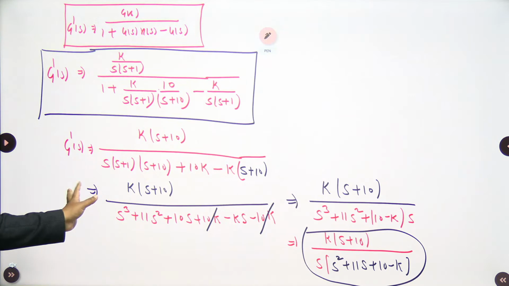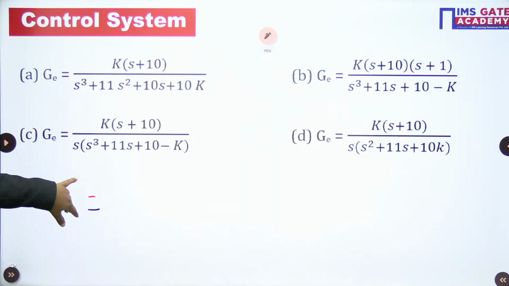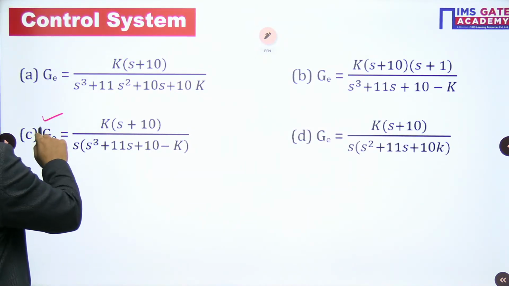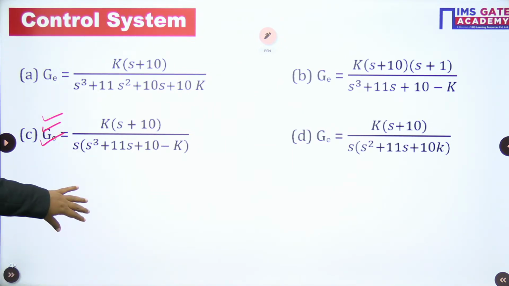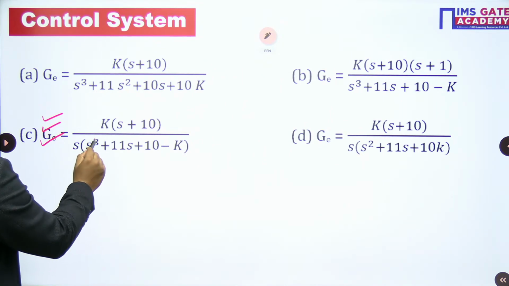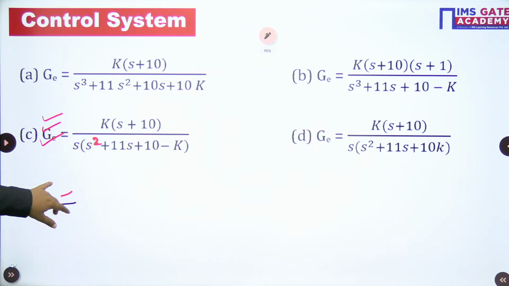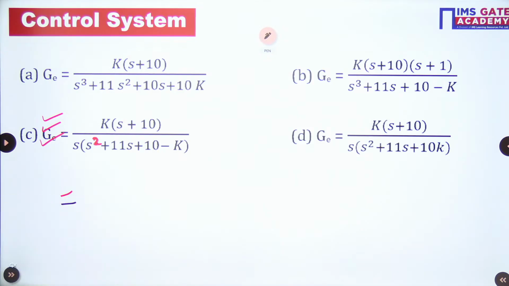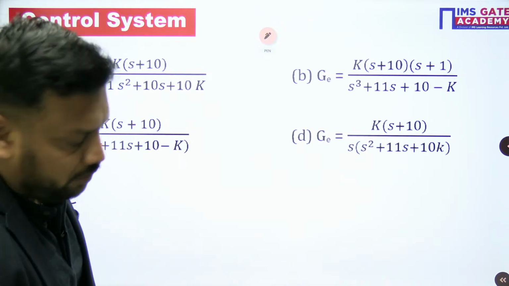So the final answer is given in which option? K into s plus 10 upon s square plus 11 s plus 10 minus K. I think this is the only option, guys. It is s square actually. It should be s square, and then only the option is satisfied. Yes, it's a typing error. K into s plus 10 upon s into s square plus 11 s plus 10 minus K. Option number C. Option number C is the only correct answer, guys.